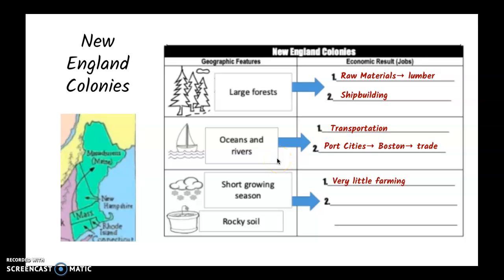Now, they had a very short growing season, which meant they did very little farming. They also had rocky soil, so farming wasn't the best way for them to make money. They could grow just enough to feed themselves, but they weren't balling. They weren't making a lot of money. So they did something called subsistence farming that was just enough to feed their family.